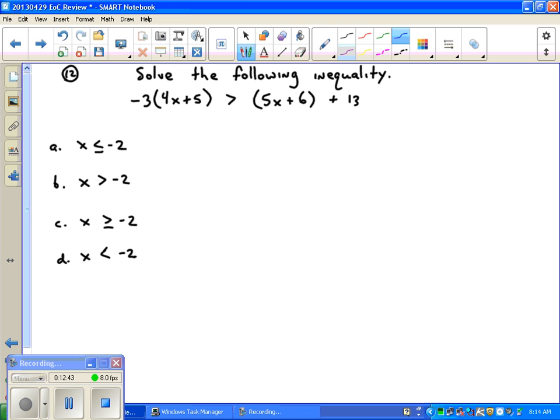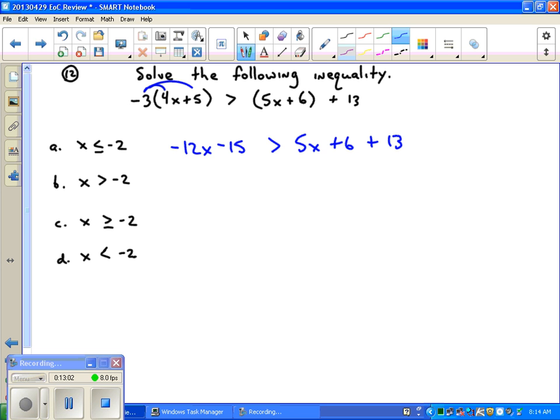Number 12 says solve the following inequality. Distribute negative 3 times 4x is negative 12x. Negative 3 times 5 is minus 15. We'll bring our greater than symbol down. 5x plus 6 plus 13. There's no reason to have parentheses in that set there.